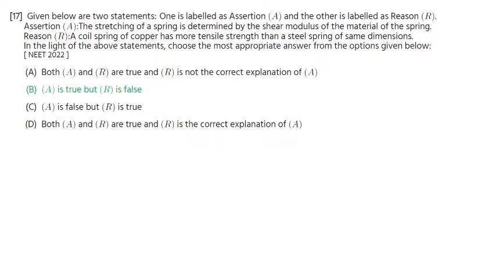And see the next one, the coil spring of copper has more tensile strength than a steel spring of the same dimensions. No. Why? Young's modulus of copper is less when compared with Young's modulus of steel. So here, in the reason, they have given the statement completely in reverse. The coil spring of copper has more tensile strength, they are saying, but steel has more tensile stress when compared with copper. So we are going with option B.